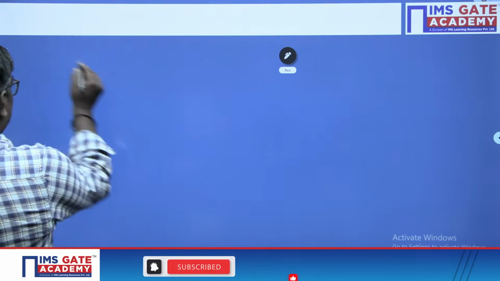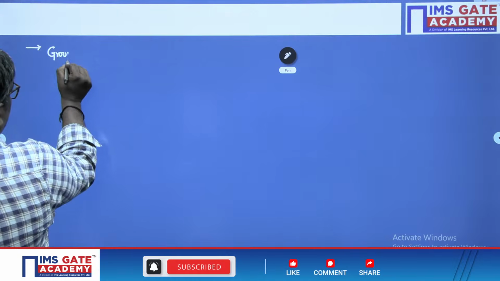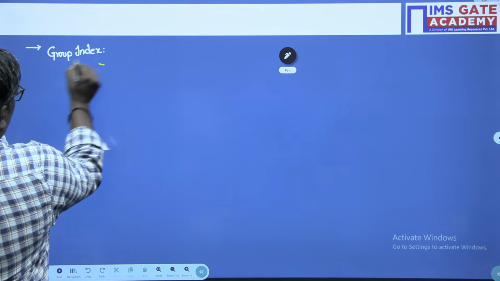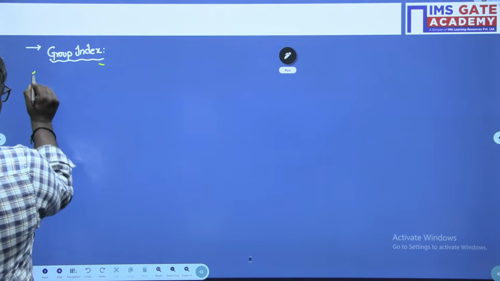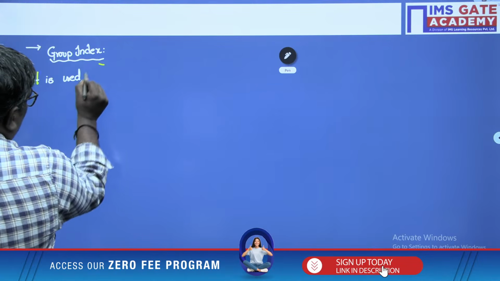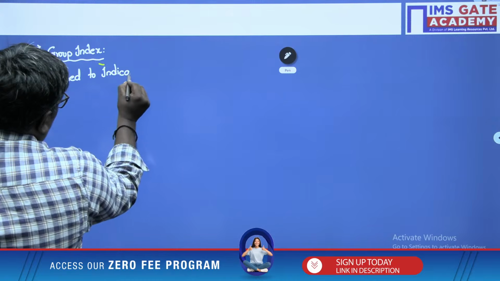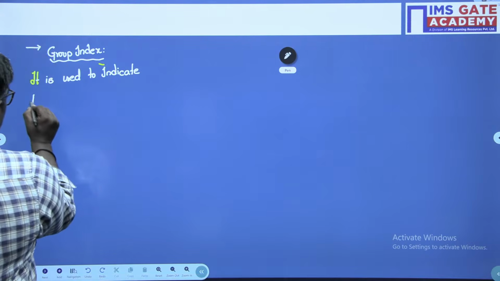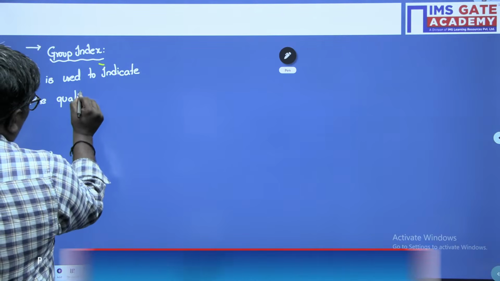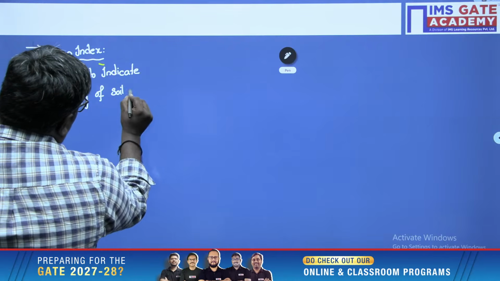Now my dear students, see here. There is another important thing called group index. What is group index? It is used to indicate the quality of the soil within the same group. Okay.